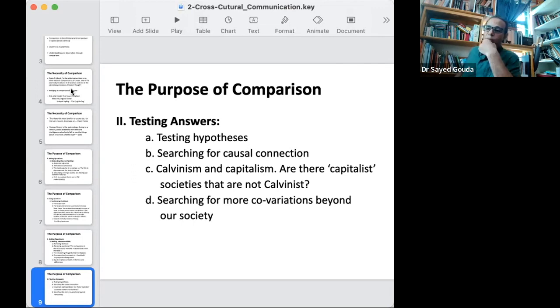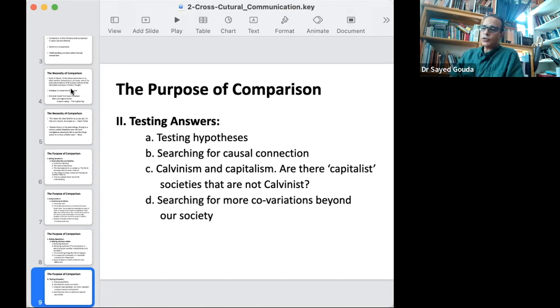So, for example, Max Weber said that Calvinism is the root of our modern capitalism, and he also suggested asking questions like, are there capitalist societies that are not Calvinist? And to compare, if this kind of society exists, a society that is capitalist and Calvinist with another society that is only capitalist but not Calvinist. The idea is always to get ourselves used to asking questions and to finding these causal connections between things.